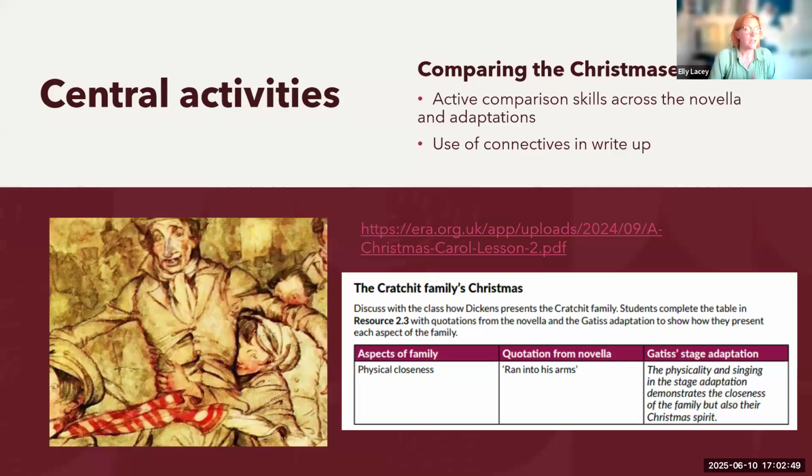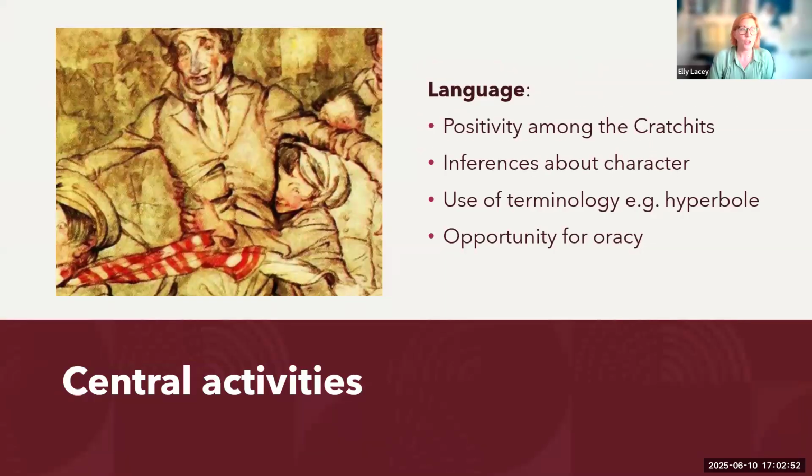And actually, the next central activity that I wanted to show you was embeds oracy more than any other, really. And this one's about language. With their adaptations, a lot of the time they are using Dickens's words and his language as the basis for their scripts, or at least their setting. And what we found with the adaptations was that the oracy part actually illuminated the text so much more and brought it to life.